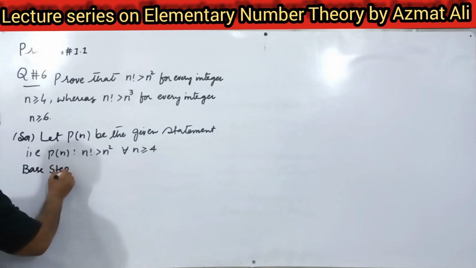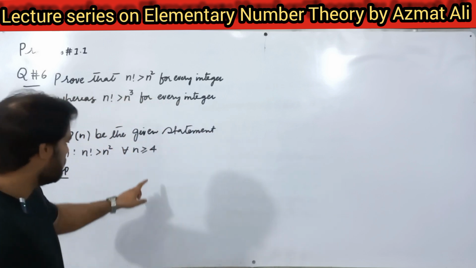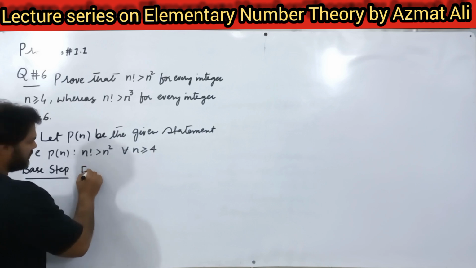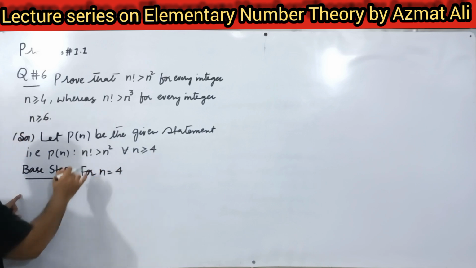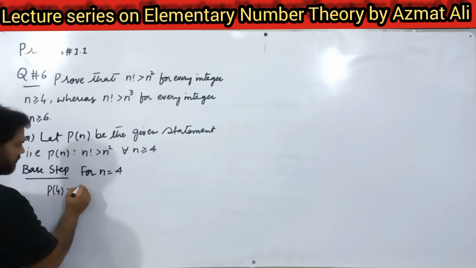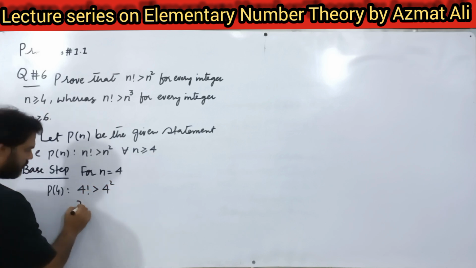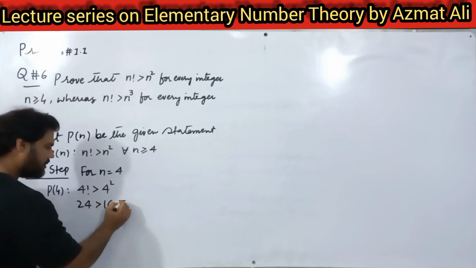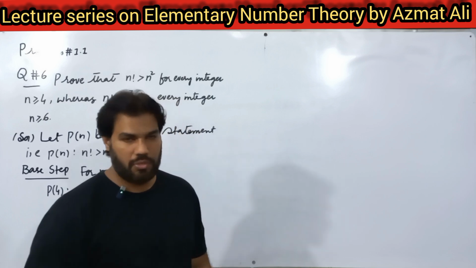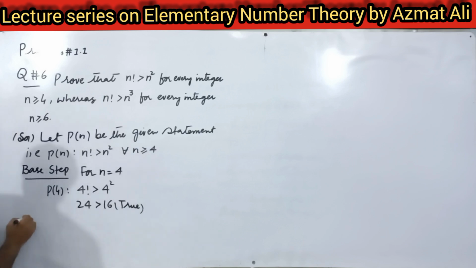Base step. Firstly, we check whether the statement is true for n is equal to 4, because here our starting value of integer is 4. When you put here n is equal to 4, this becomes 4 factorial greater than 4 square. The left side is 24 and the right side is 16. That is true. So you can write the statement is true for n is equal to 4, or P4 is true.